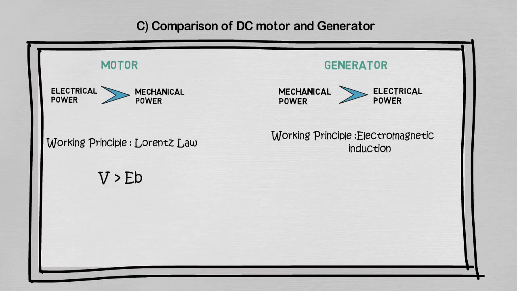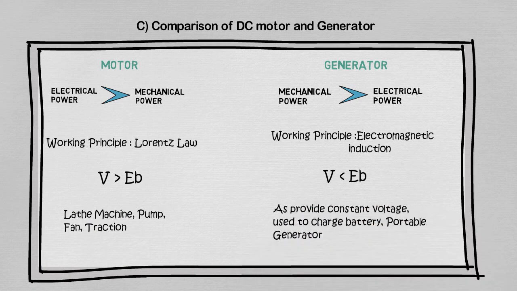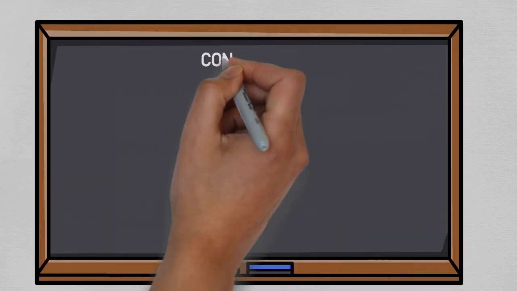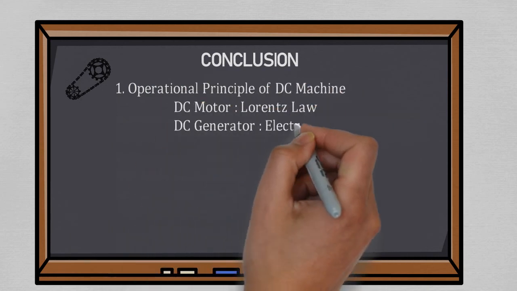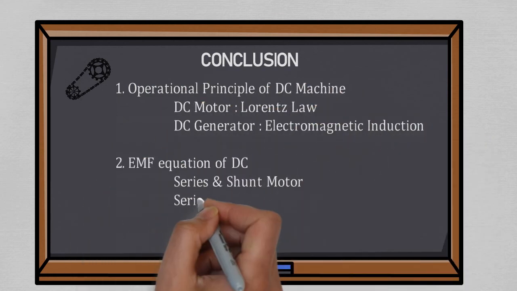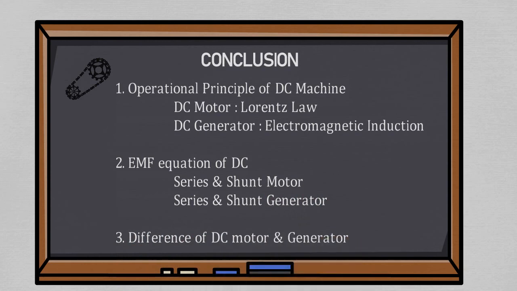Third is, in the motor, terminal voltage is greater than back EMF, and in the generator, induced EMF is larger than terminal voltage. After this video, we can conclude that we have learned about operational principle of DC machine, EMF equation of DC machine and difference of DC motor and DC generator.